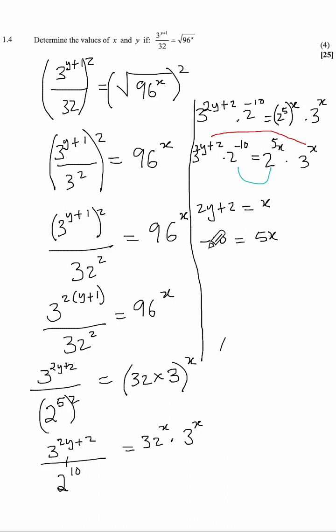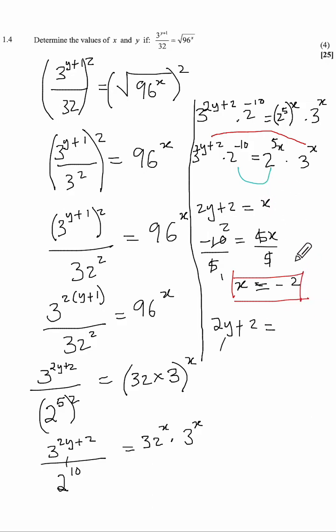So let's do that. So here I divide both sides by 5. That would give me negative 2. So x is equal to negative 2. So that's the value of x. And then to find the value of y, I take this value of x which I found and substitute here. 2y plus 2 is equal to, in place of x I put negative 2, which I found here.